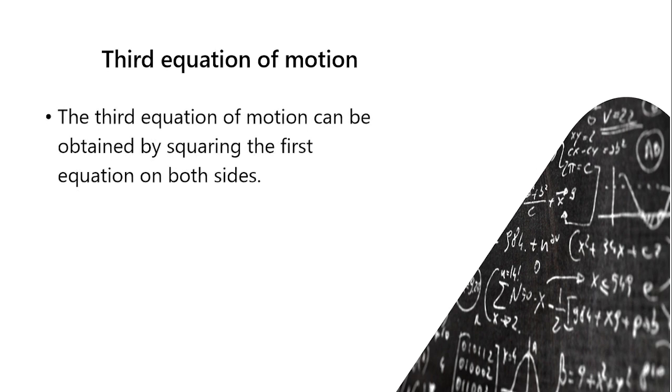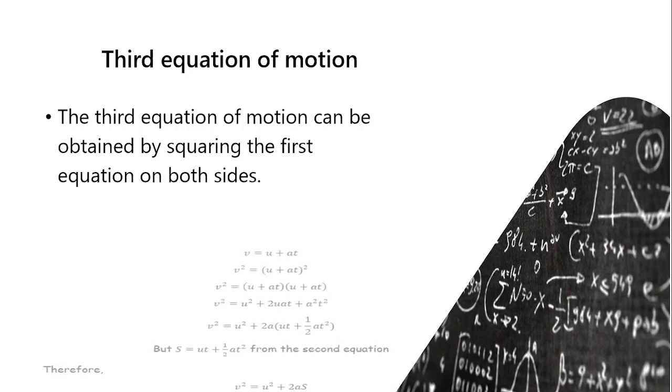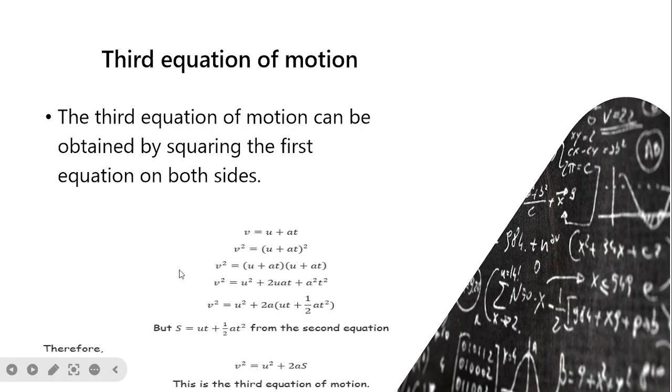Moving on, the third equation of motion. The third equation of motion can be obtained by squaring the first equation on both sides. You can obtain the third equation of motion by simply squaring the first equation on both sides. That can happen as follows. We know that v is equal to u plus at. Now if you square both sides, you get v squared is equal to (u plus at) squared.